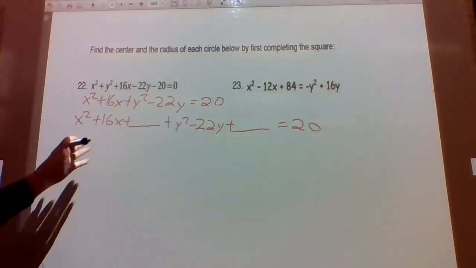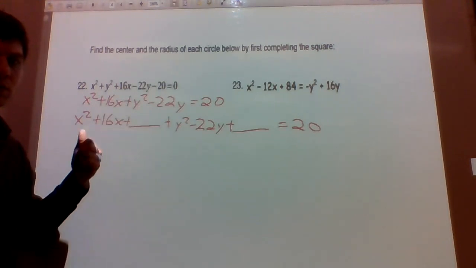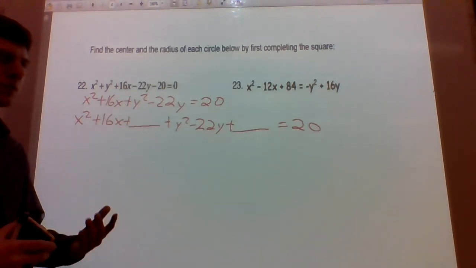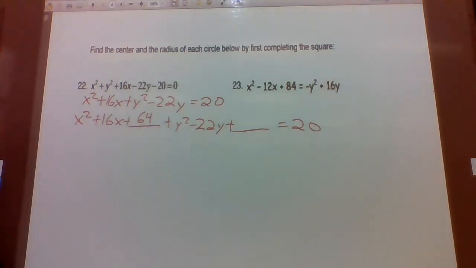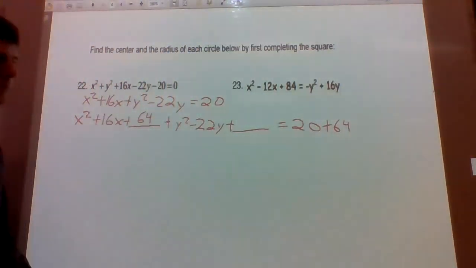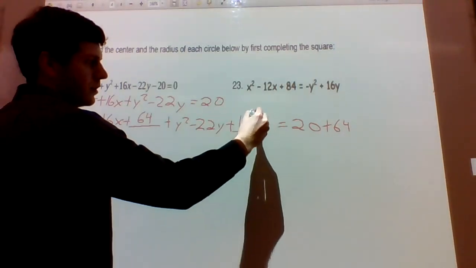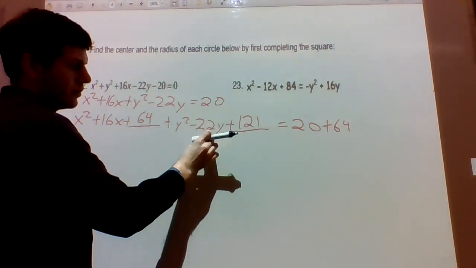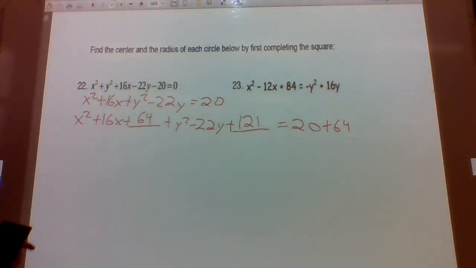So let's deal with the x's first. We want to make a perfect square. How we do this is we take the b here, 16, divided by 2. 16 divided by 2 is 8. Then we want to square it. 8 squared is 64. If we add 64 to this side, we have to add 64 to the other side. Then we have y squared minus 22y. So 22 divided by 2 is 11. 11 squared is 121. So we divide by 2 and then square it. Okay, we now have a perfect square.